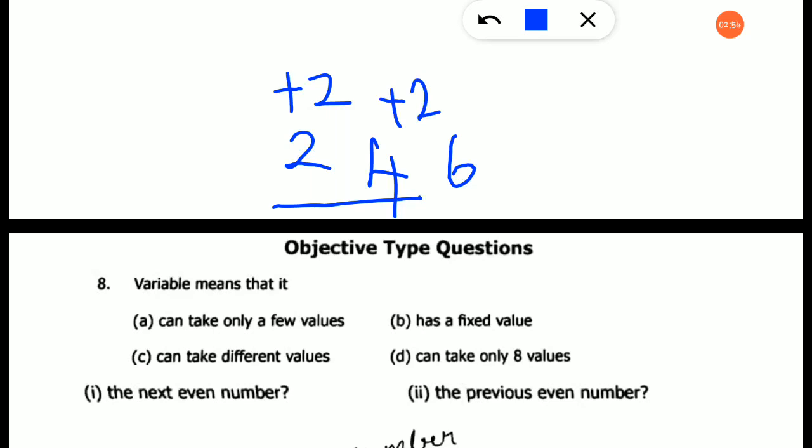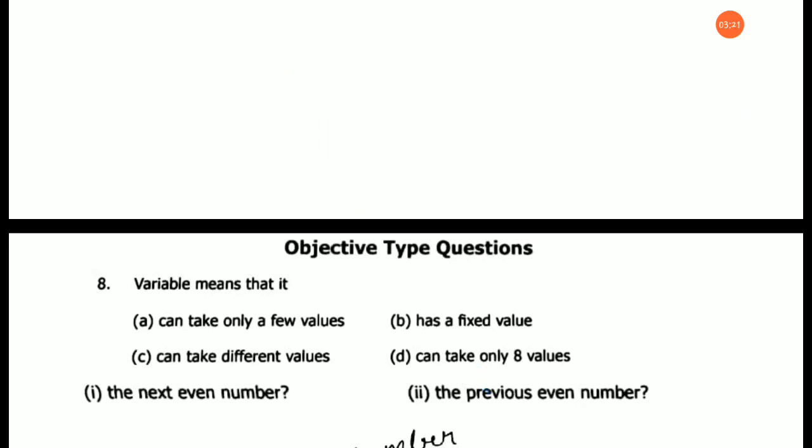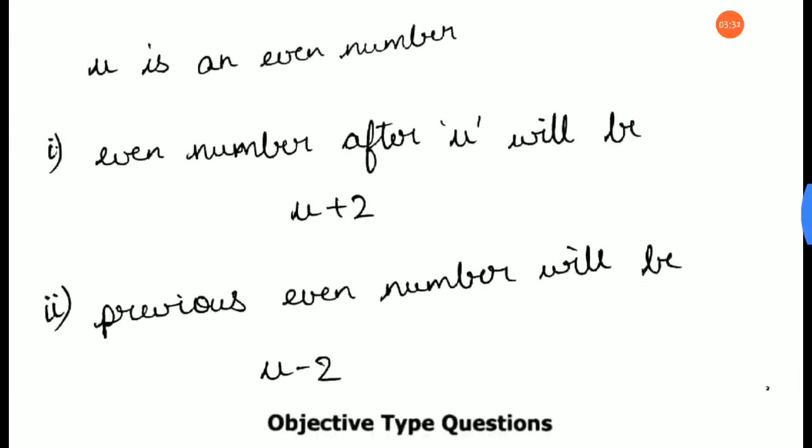Now, you have to write it in the form of an equation. How can you write? You can take the even number to be n. It can be any even number. And then if you are adding 2 to it, the answer will be the next even number. For example, I am taking 10. And when I add 2, it will become 12. And 12 is the next even number, right? Clear, children? Same way, what is the previous even number? For the next even number, I am adding 2, and for the previous even number, I should subtract 2. Clear?